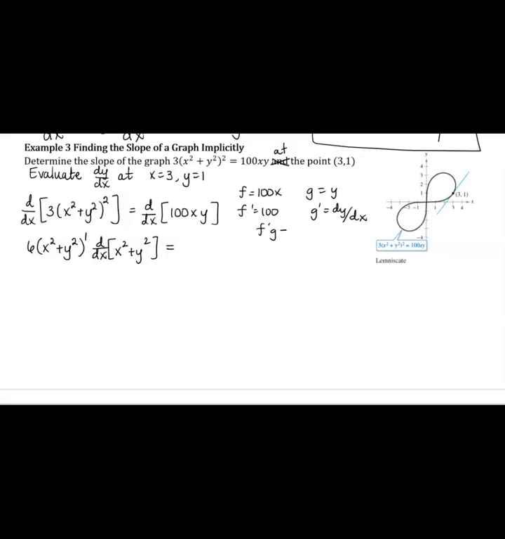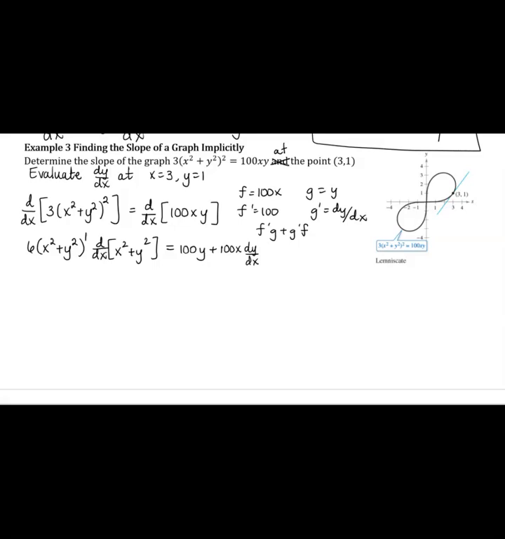Product rule tells us we need to look at f prime g plus g prime f. F prime is 100, which we will multiply by g, which is y. To that, we will add g prime f. So that is dy dx being multiplied by 100x, giving us 100x dy dx.